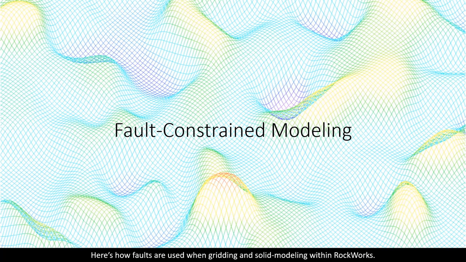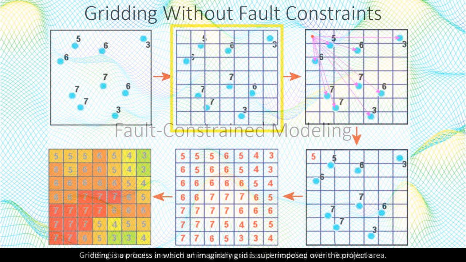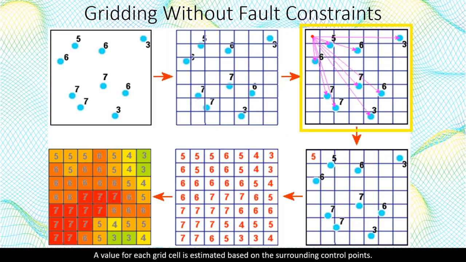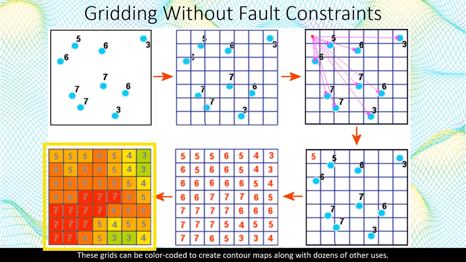Here's how faults are used when gridding and solid modeling within RockWorks. Gridding is a process in which an imaginary grid is superimposed over the project area. A value for each grid cell is estimated based on the surrounding control points. These grids can be color-coded to create contour maps along with dozens of other uses.